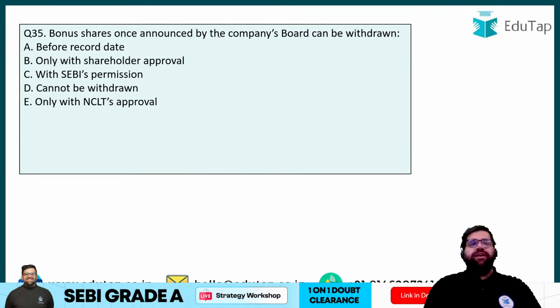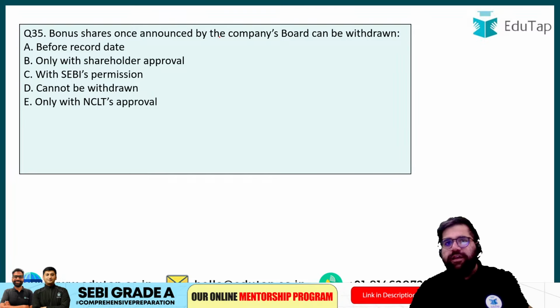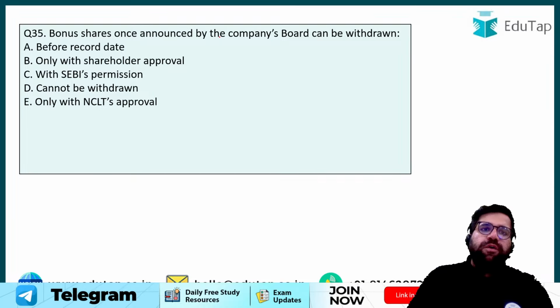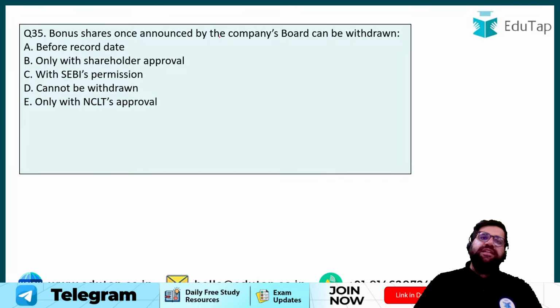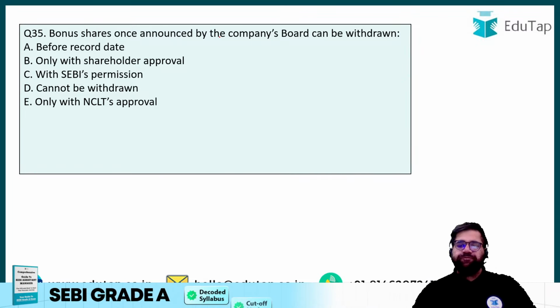Now moving forward, the difference between CMP and X is known as the value of right. Remember it. The difference between CMP and X is basically known as what? Value of right. Bonus shares, once they are allocated by the company, can be withdrawn before the record date only, after the shareholder approval, with SEBI permission, or cannot be withdrawn, or only after NCLT approval.